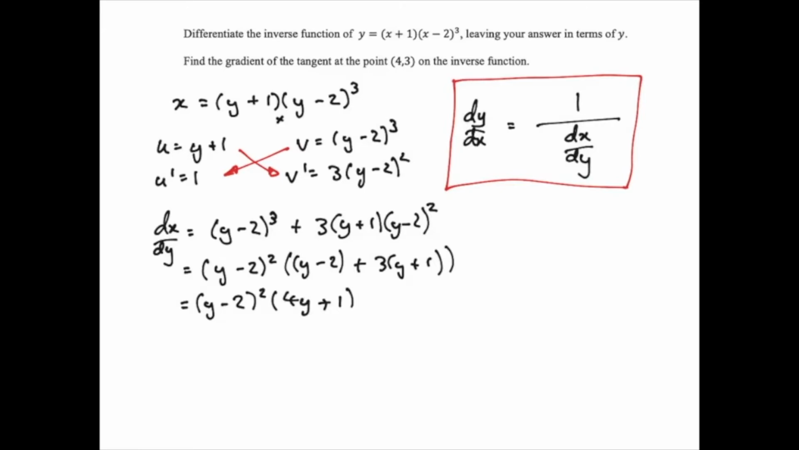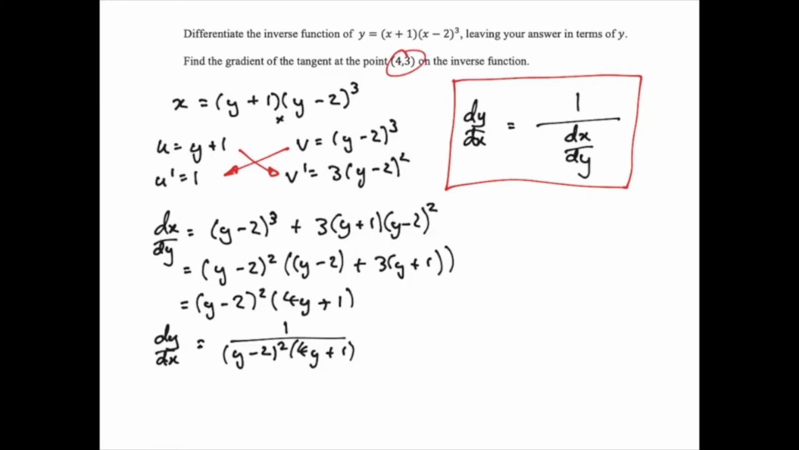Okay, so now I have dx/dy. So dy/dx, using our result on the right there, is the reciprocal of that: 1 over (y − 2)² + 4y + 1. Okay, now if I want to find the gradient at any point, have a look at our point here, that's the value of x and y.